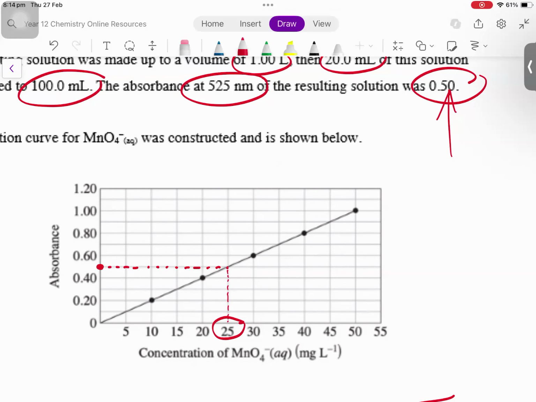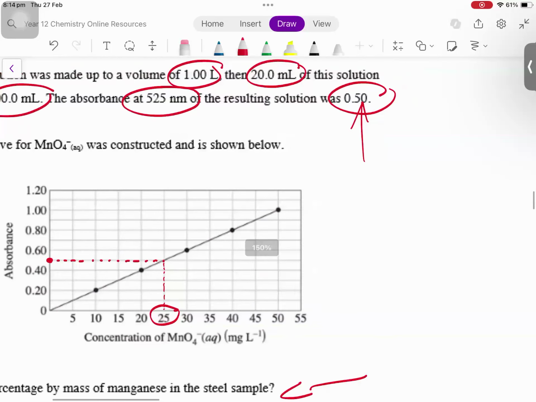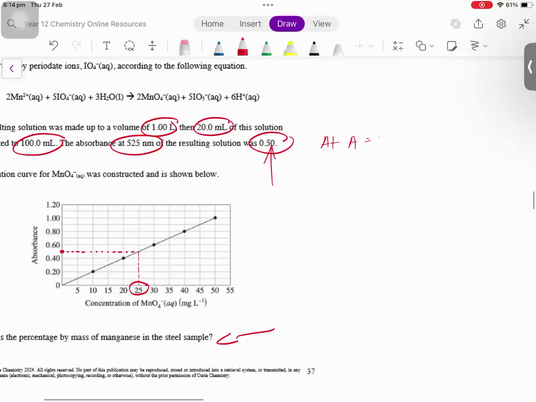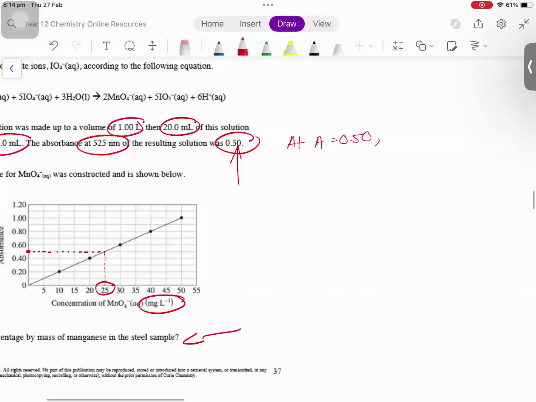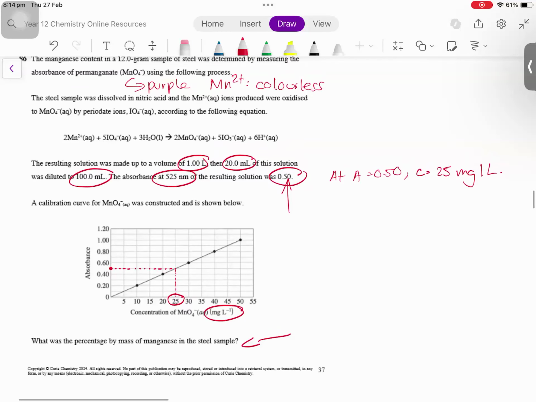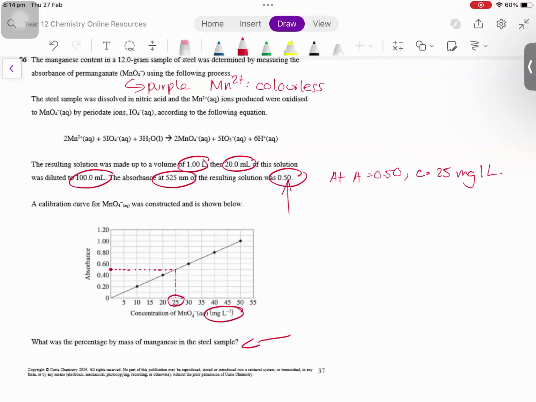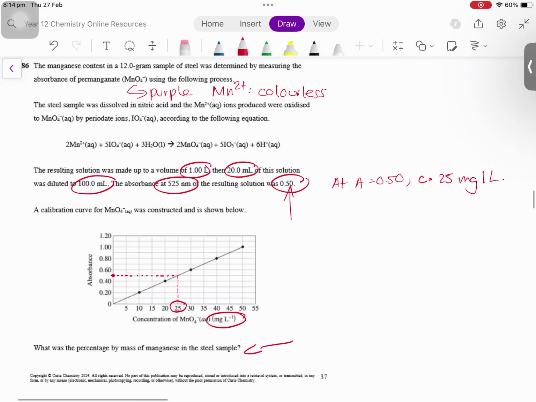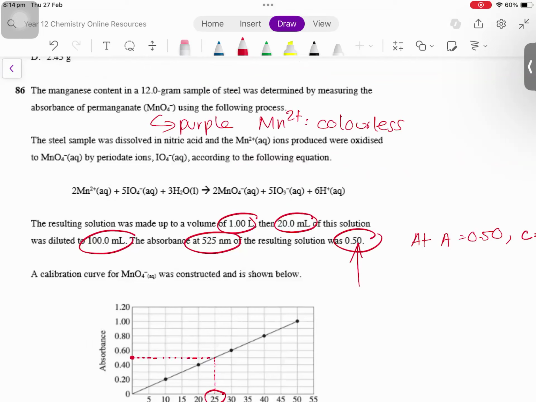And then with these questions, you have to be careful of the units. So let's make a note here. At an absorbance of 0.50, the concentration on the x-axis is 25 milligrams per liter. We have to keep track of the volume changes because when we were reading, it changed quite a bit. There are no volumes in the first half of the question, above the equations.